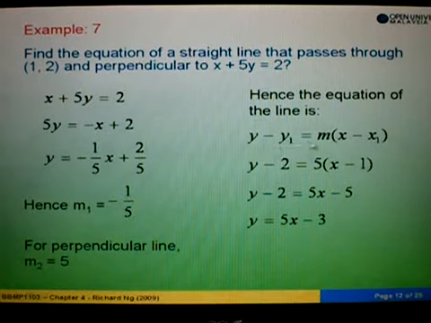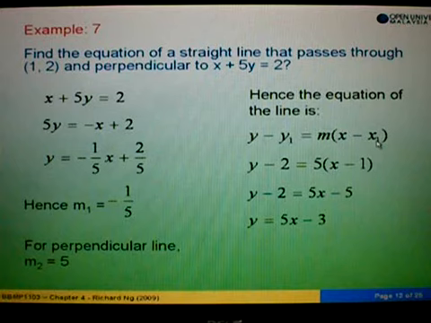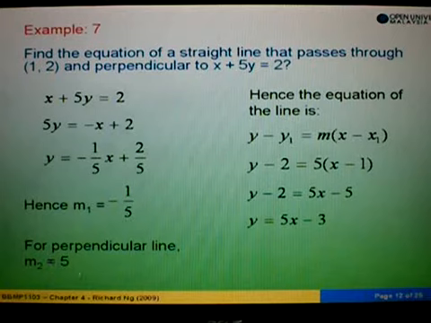y minus y1 equals m times (x minus x1). So substitute y1 with the coordinate y, which is 2, and m with 5, and x1 with 1. Okay? So from here, expand the right hand side, we should get 5x minus 5. Shift the 2 to the right, we should get y equals 5x, negative 5 plus 2 will be negative 3. So this is the straight line which is perpendicular to x plus 5y equals 2. Okay?